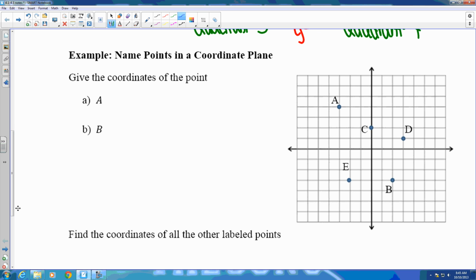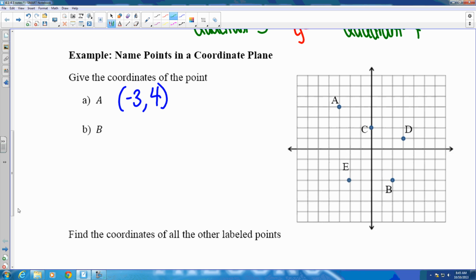Give the coordinates of these points. So there are some points on the graph to your right. We need to figure out what the coordinates of those points are. So when we're looking at A, we see, okay, how far do we move horizontally first to get to A? We move in the negative direction 3 spaces, so that's our x number. And then we move vertically 4 spaces up, so that's positive 4.